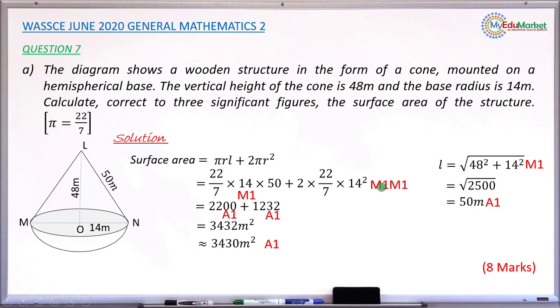And when you substitute your pi and r in the second part of the formula, the one that gives you the surface area of the hemisphere, you have a method 1 mark. When the curved surface area of the cone is exactly 2,200, you have an accuracy 1 mark. When the surface area of the hemisphere is exactly 1,232, you have an accuracy 1 mark. Adding the two values correctly gives a method 1 mark. And when you add and round the answer to three significant figures as 3,430 meters squared, you have an accuracy 1 mark. So if everything is done correctly in this question, you have 8 good marks.